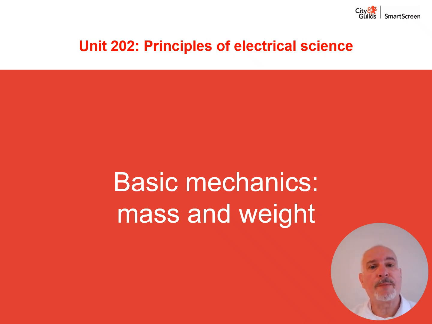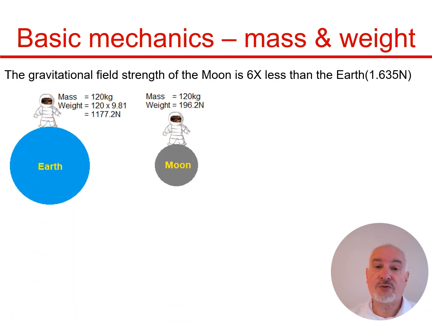We're still learning about basic mechanics, and in the previous video we learnt about the relationship between mass and weight. Now you may recall from this diagram that we looked at the mass of an astronaut on the Earth and on the Moon, and we found that the mass of that astronaut does not change. If the mass was 120 kilograms on the Earth, it would be 120 kilograms on the Moon.